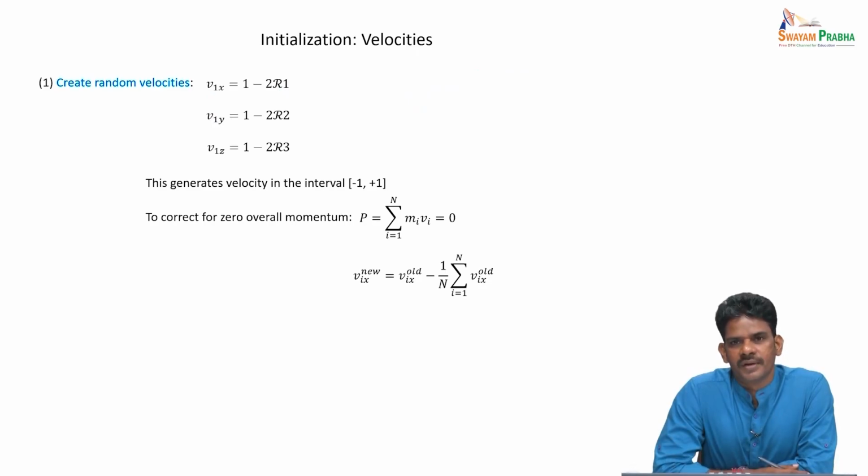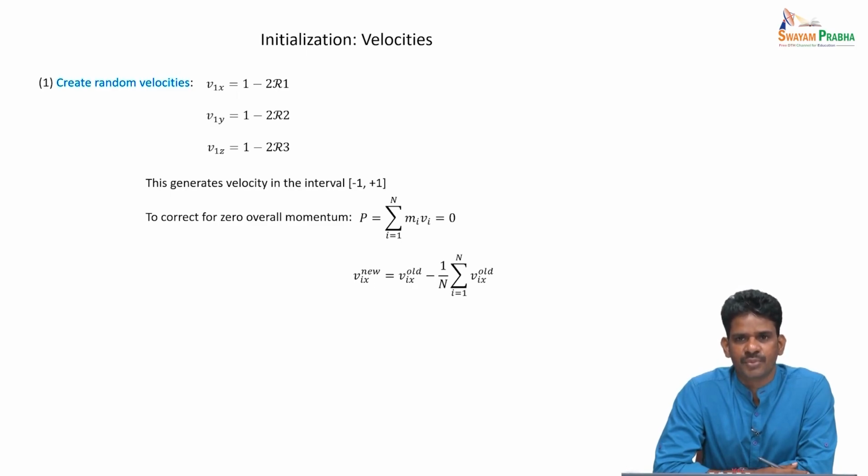So, now we saw how to assign initial positions for the particles in the simulation box, either using a random initial configuration or using a lattice to assign positions. The next objective for us to initialize the simulation is assigning the initial velocities. There are a few methods by which we can assign initial velocities.